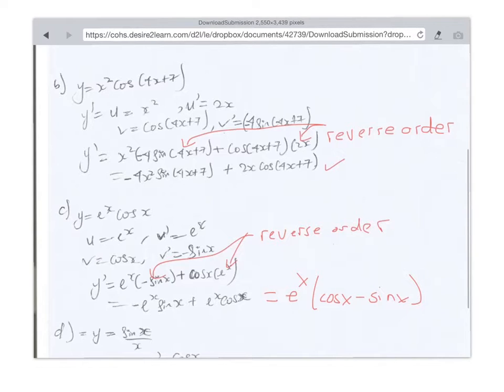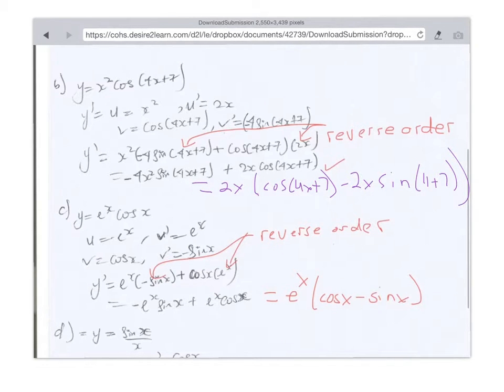a common factor of 2x, and you would have cos of 4x plus 7 minus 2x sine 4x plus 7 in the other bracket. So that's a little bit nicer, a little bit more simplified form.